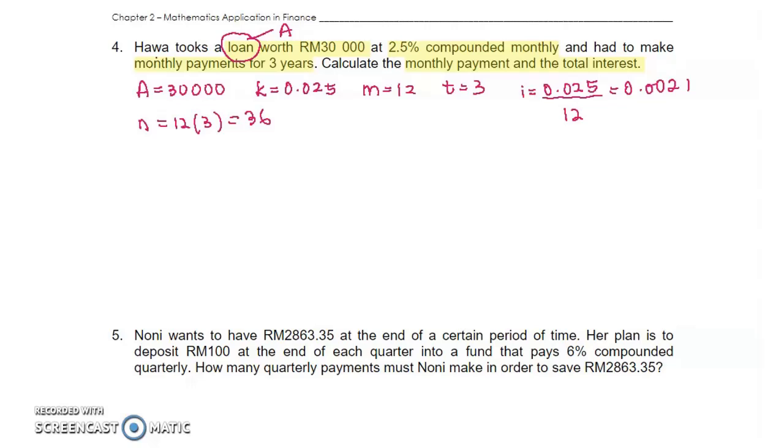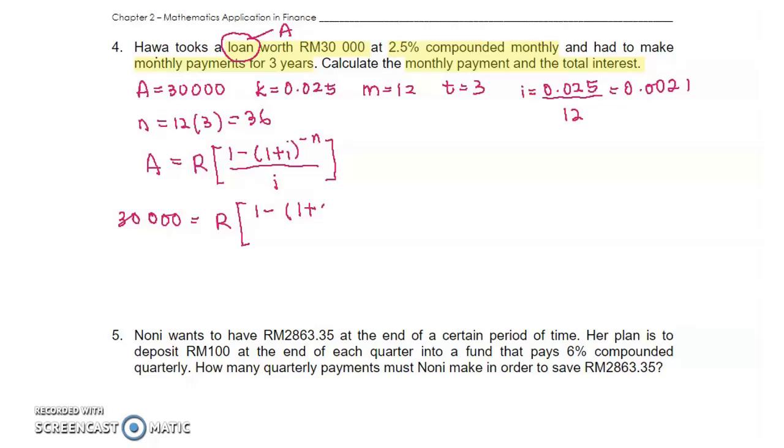Okay, now we have info about present value, so use formula present value. So present value here, power of negative n. So be careful with formulas. Make sure you write and copy the correct formulas. Okay, then substitute the values. A 30,000. Now we want to find R. Multiply 1 minus 1 plus 0.0021 power of negative 36 divided by i, 0.0021.